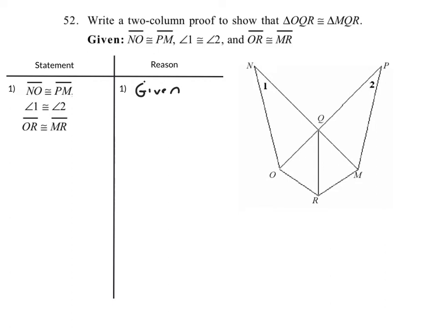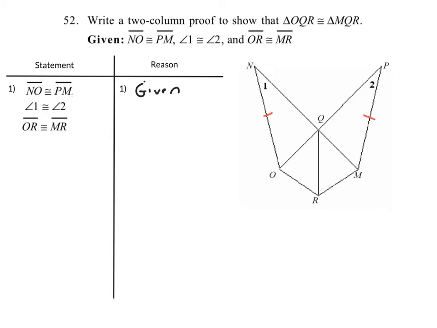Okay, let's tackle this. Writing a two-column proof to show that triangle OQR, this right here, is congruent to triangle MQR, this right here. So we're talking about this, okay? The given information is that NO is congruent to PM. Let's put a mark on it. Angle 1 is congruent to angle 2.